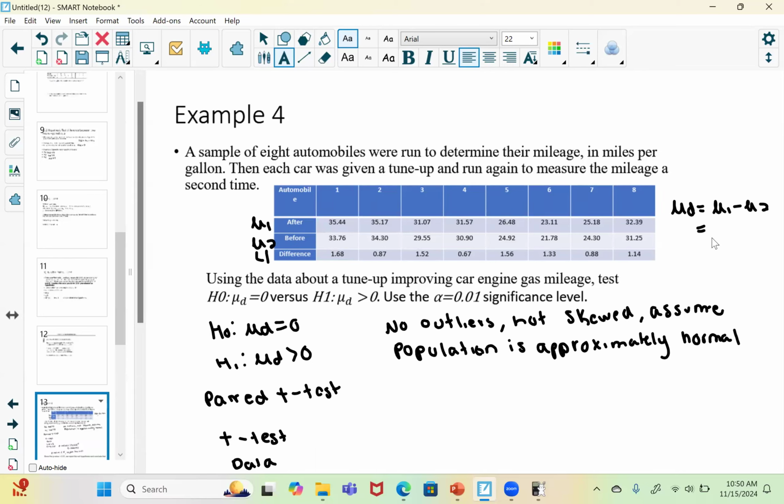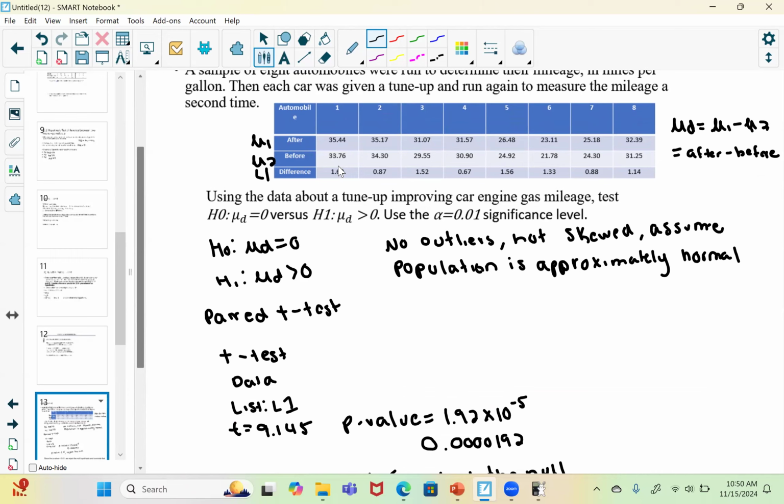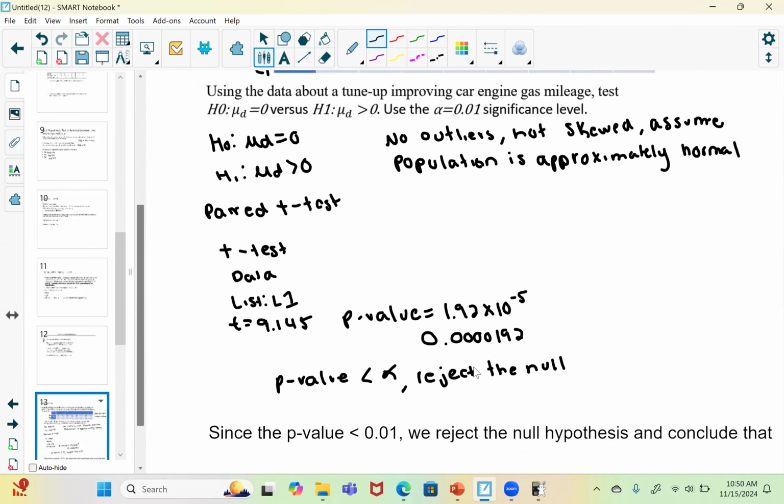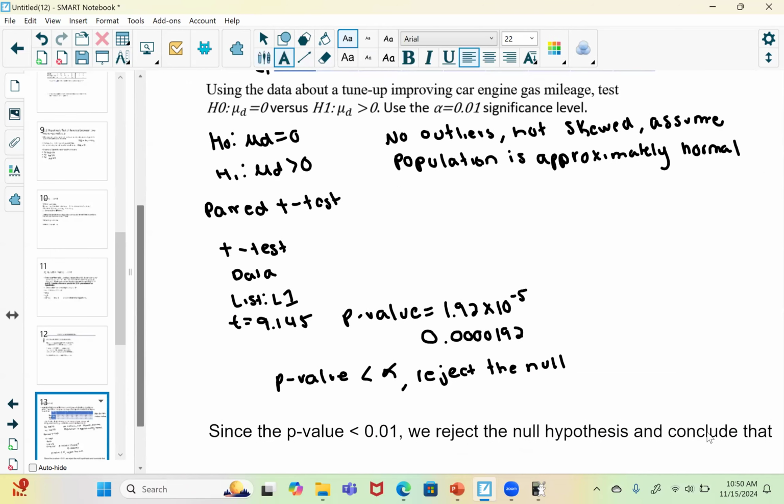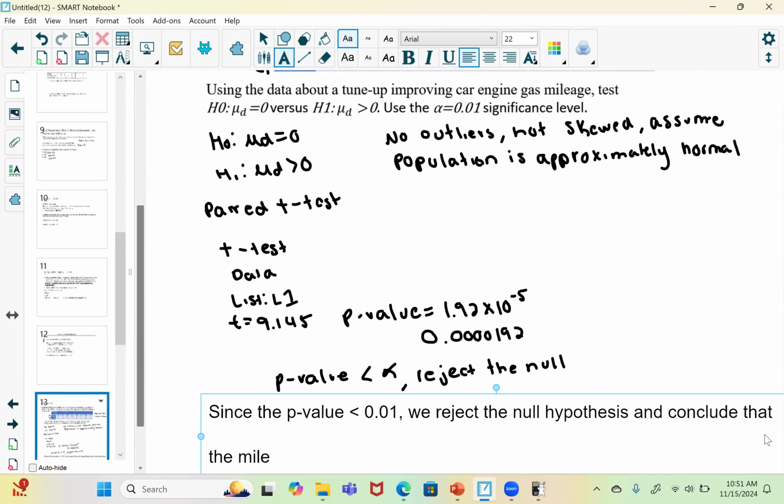So the mileage after the tune-up is greater than the mileage before. That's what we're saying by this mu d. We're saying the difference in the mileage, so the mileage before, or sorry, after, is higher than the mileage before. And that's what we're going to talk about with our conclusion. And conclude that the mileage after the tune-up is higher than the mileage before the tune-up.